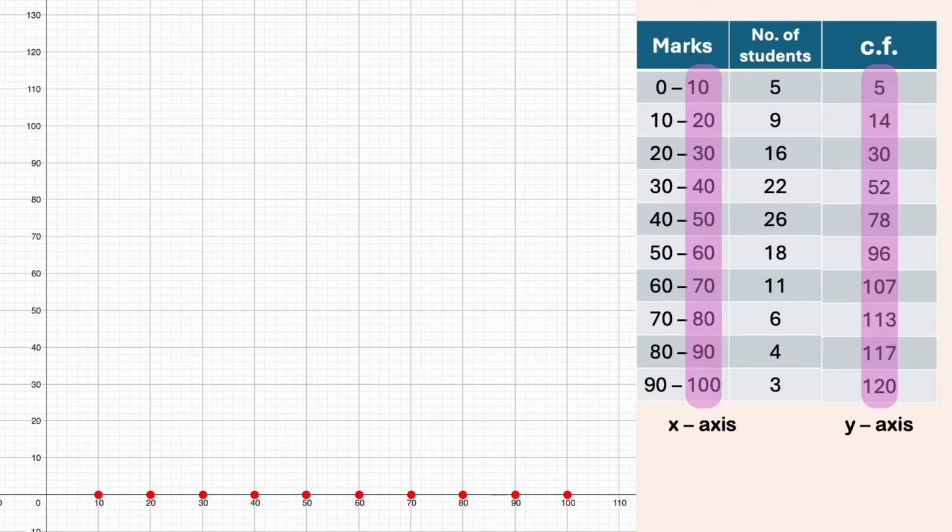Now for the first class interval 0 to 10, the upper limit is 10 and cumulative frequency is 5. So our first point will be (10, 5). For the second class interval, the upper limit is 20 and cumulative frequency is 14. So our second point will be (20, 14). Similarly, the third point will be (30, 30). And if we go on plotting all the points, we get points on the graph something like this.